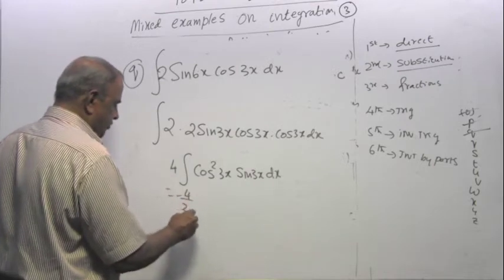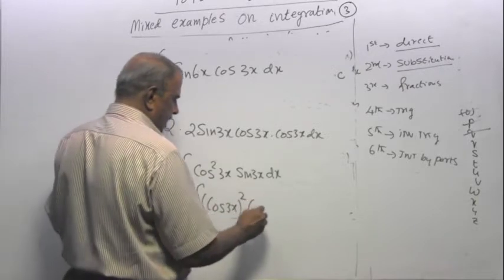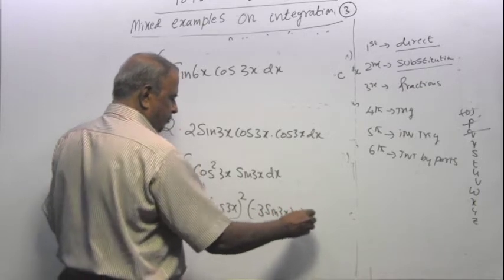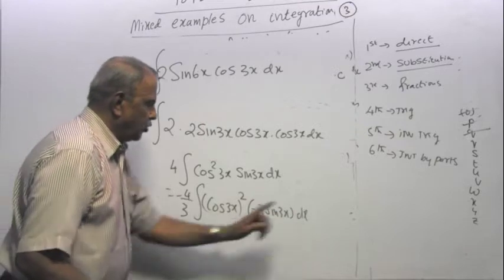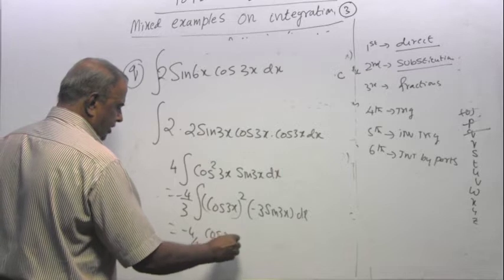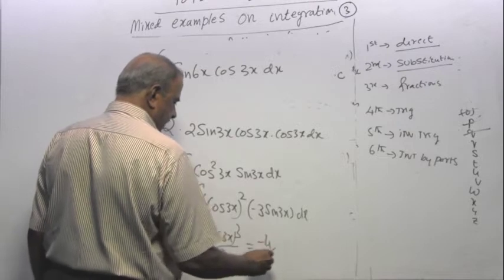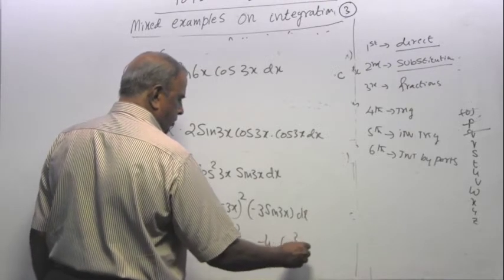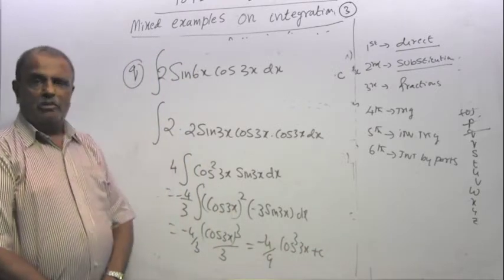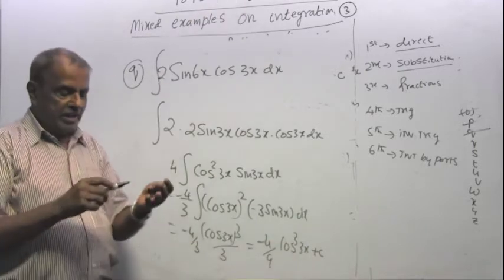So, can I write this as minus 4 over 3 integral of cos 3x the whole squared times minus 3 sine 3x dx? That is u squared du. So it is minus 4 over 3 times cos 3x the whole cube over 3, which is minus 4 over 9 cos cubed 3x plus c. This is completely different from the answer I got before, but you can use trigonometric identities to show that it would be the same as the other one.